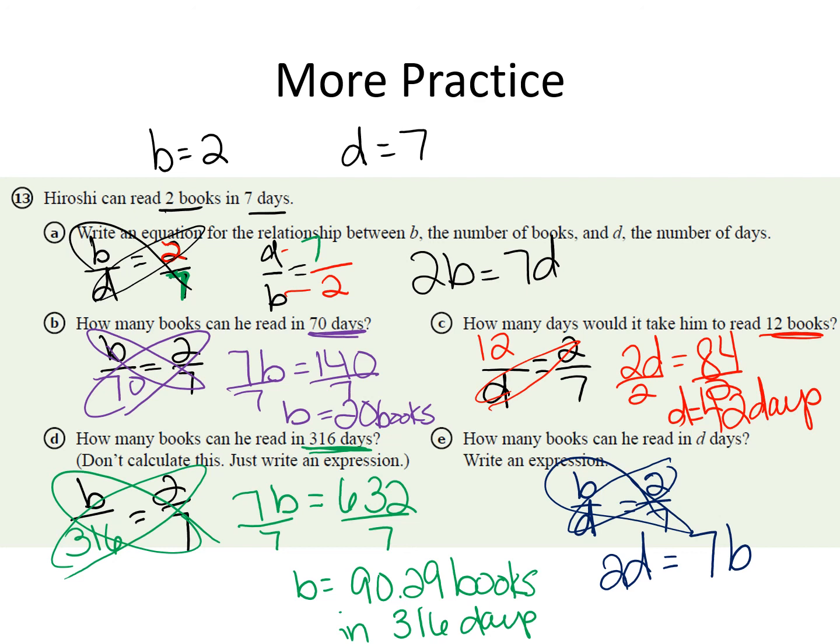Okay, if we were trying to get B, we're solving for B. So, we have to divide by 7. So my answer is going to be B equals 2 days to read 7 books, because we're trying to get B by itself.